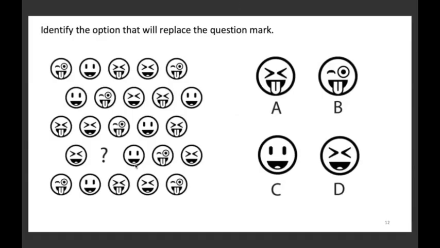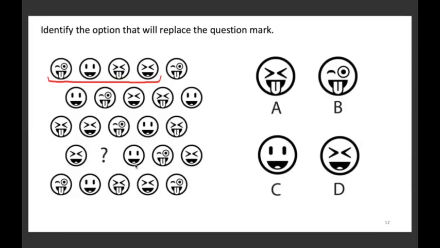Identify the option that will replace the question mark. Which option will replace the question mark? So in this case, it is going in a snake pattern with repetition. So this much part is getting repeated and it goes in snake pattern. So this is one chunk.